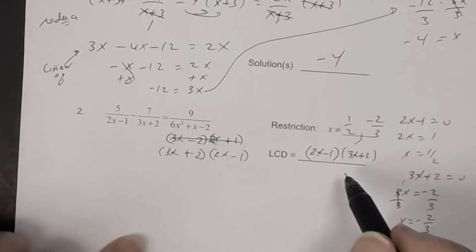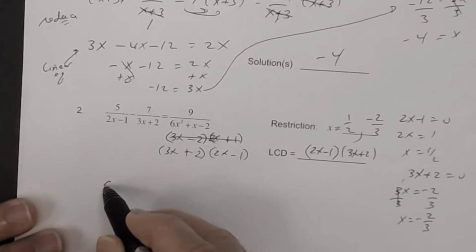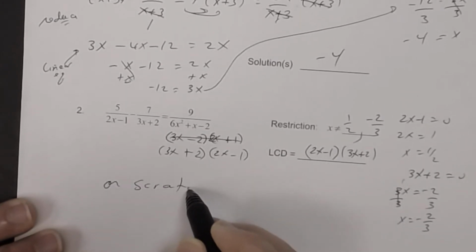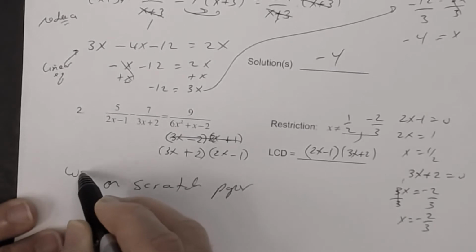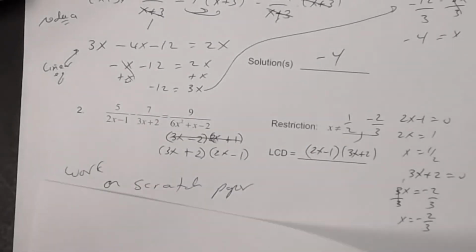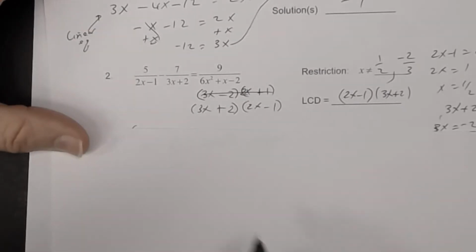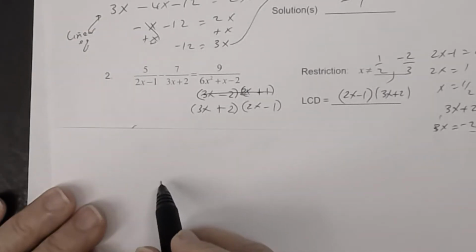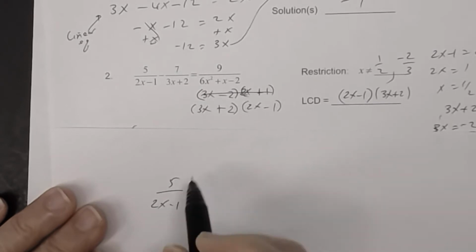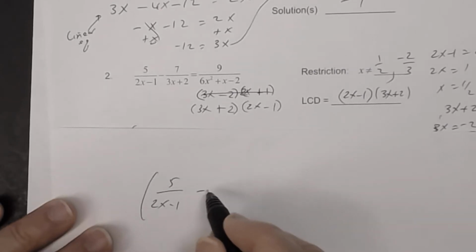Now I'm going to need more room, so I'm going to put this on scratch paper. The work is on scratch paper. I'm going to rewrite the problem over, and once we've found the LCD, we're going to multiply both sides by the LCD. When you write the problem over, remember earlier, since this has two rational expressions, put that in parentheses. Put that in parentheses.